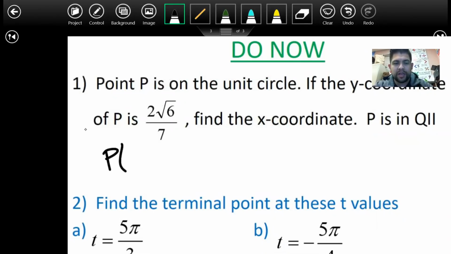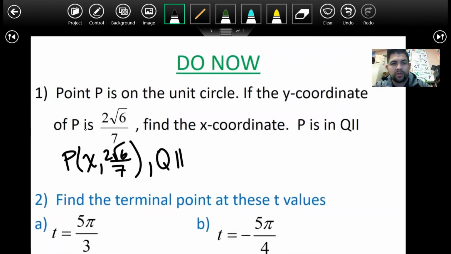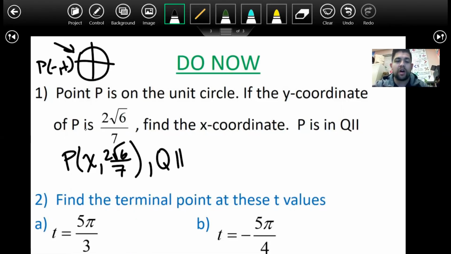P is equal to our coordinate, and it's existing in quadrant 2. Because we know quadrant 2 is this location, the point should be negative for x and positive for y. So when we solve and take the square root, we should get a positive or negative x value, using the equation x squared plus y squared is equal to 1.